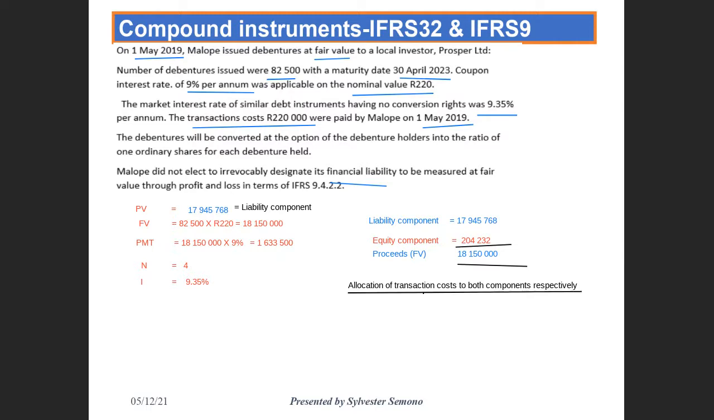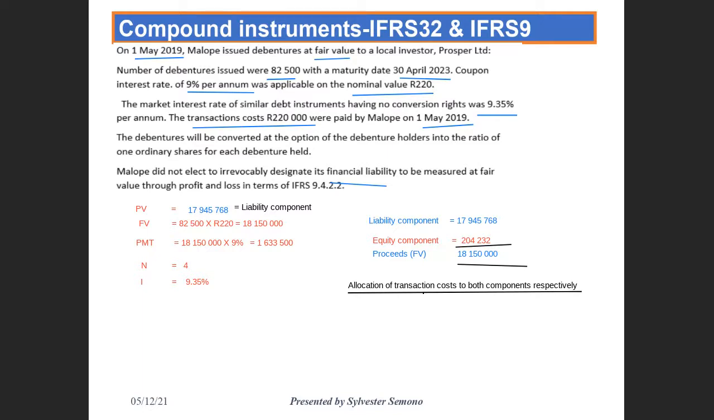Remember, the transaction costs are how much? Let's go and check. 220. So what we need to do, remember, some of you maybe are still doing accounting 1B. If you are doing accounting 1B, remember under partnership, we used to divide the profit of the partnership amongst partners using the ratio. So again, here we're going to use the same logic. Here the ratio, we are going to use the liability component and the equity component as the ratio.